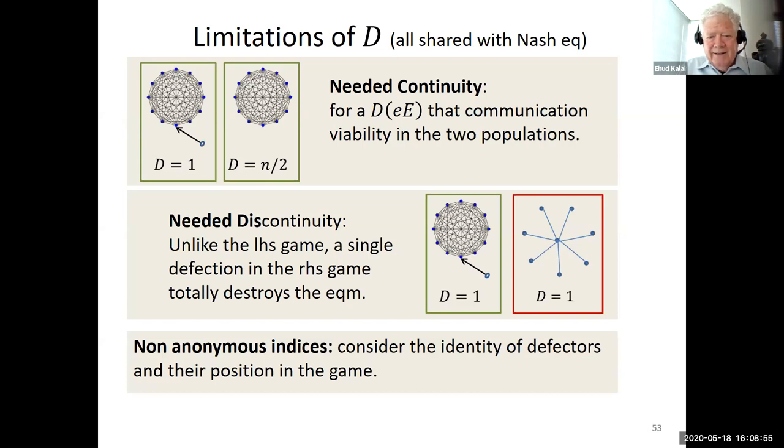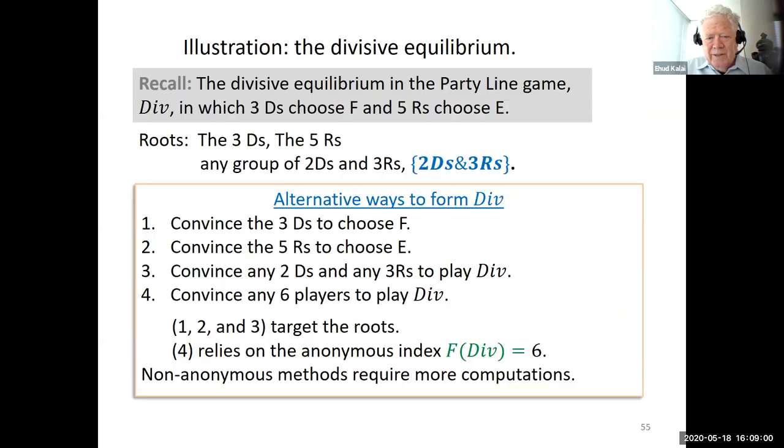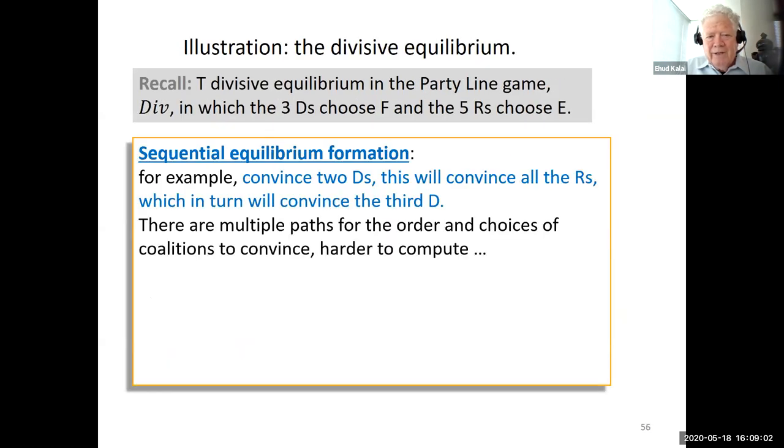And non-anonymous indices and others. For example, let me finish with one example of equilibrium formation.